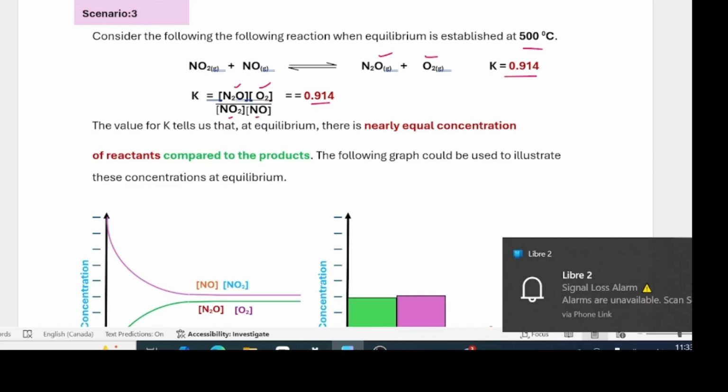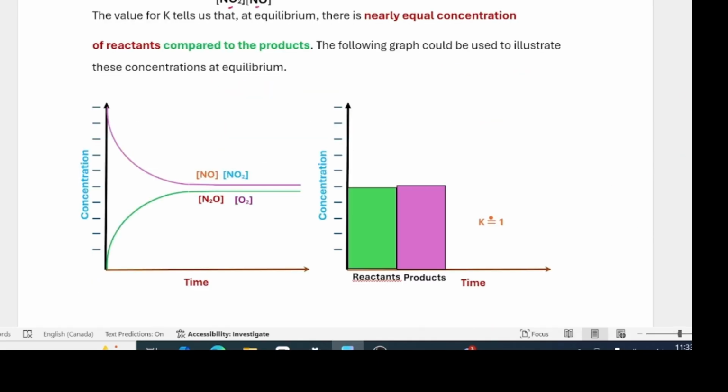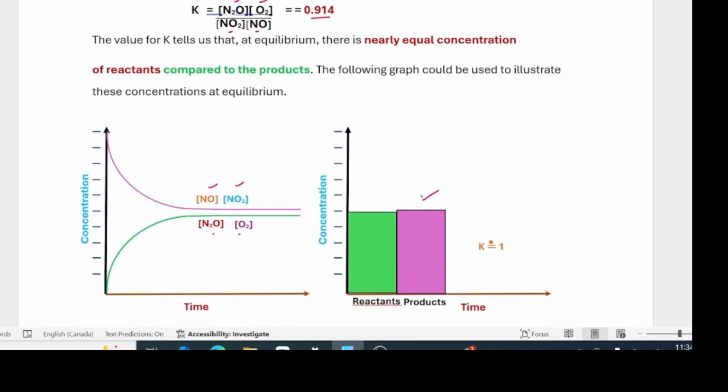So we say in such case they're nearly equal, right? So you have your nitrogen dioxide and nitric oxide there. These react at the same rate. That's why you have only one line for both of them. These are the product being formed. You can see that they form at the same rate. That's why you have only one line. That represents the products, and that there represents the reactant. And we say that K is approximately equal to 1.